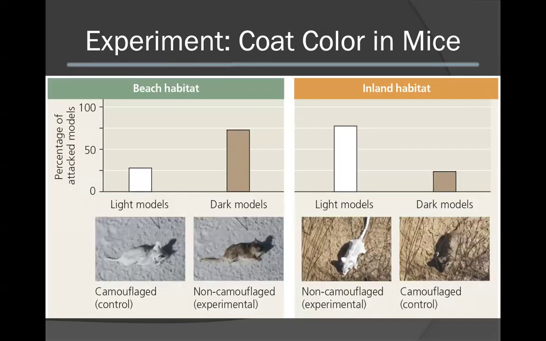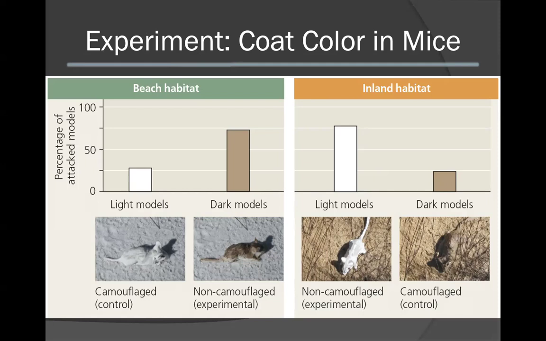Here we have an example of an experiment, and I want you to pay attention to what the dependent versus independent variable is and also what the controls are. So this is an experiment that investigated the effect of coat color in mice and how that relates to habitat performance and survivability. Here we have the beach habitat. And in this experiment, we have two different model mice. We have a light model mice, which has white coat color, and a dark model that has brownish color.